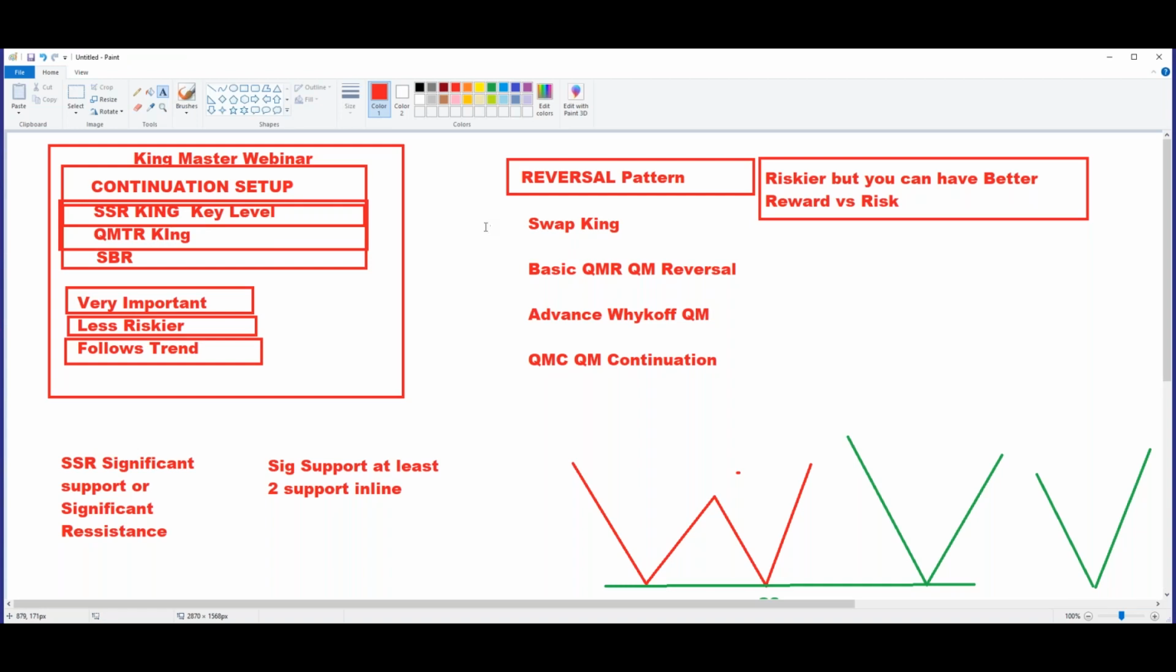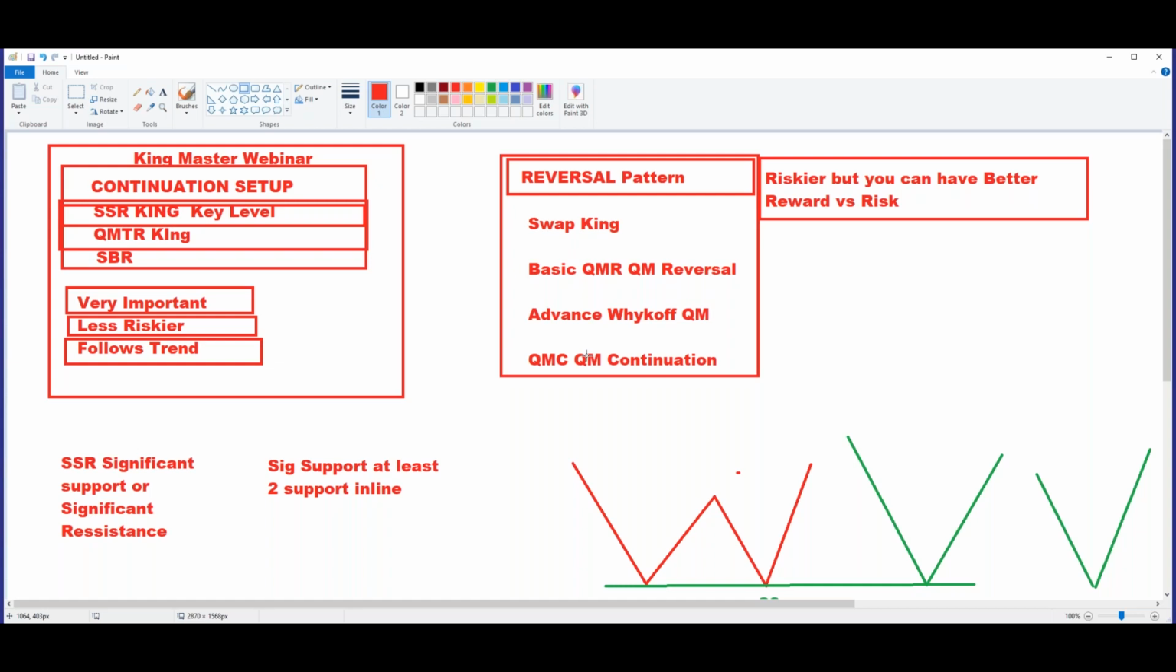So far so good. So next you take a break, and then in 10 minutes, maybe 10:15 or 10:10, we will go into a swap king, QMR, QMC, and add 1 week off. So that I know, because some of you want to trade every single day. So I give you the tips.